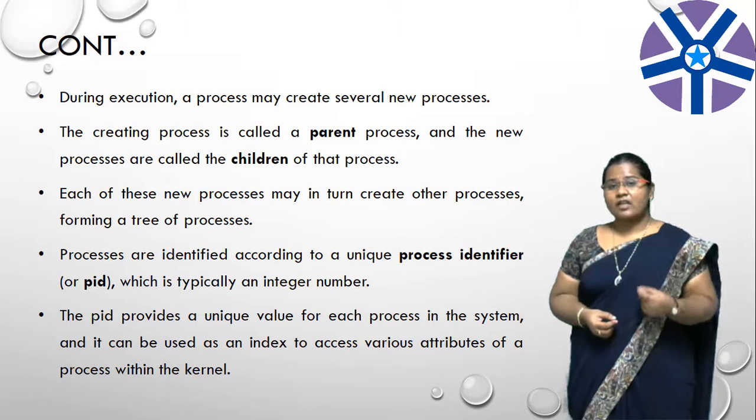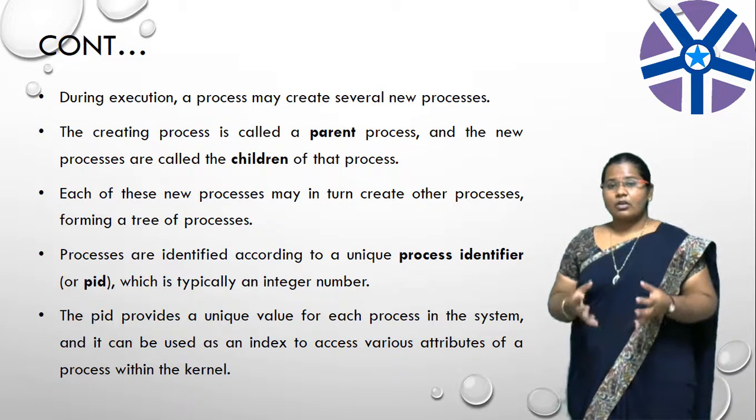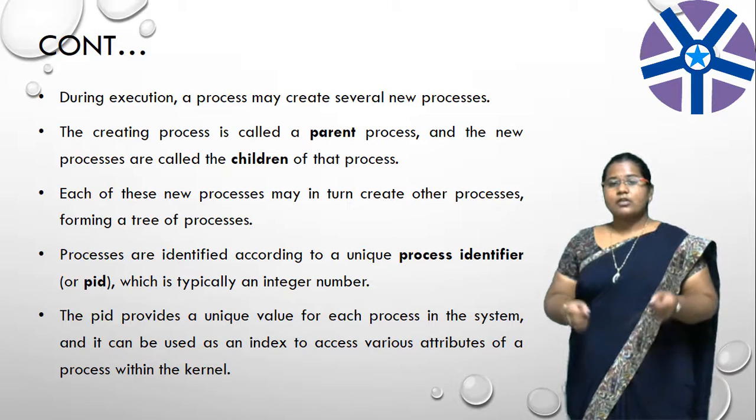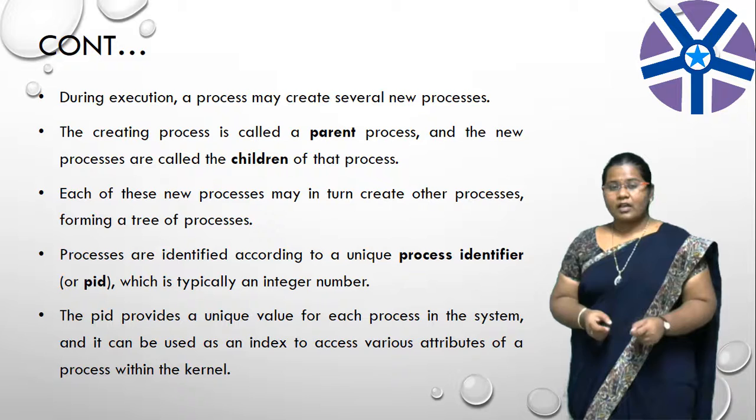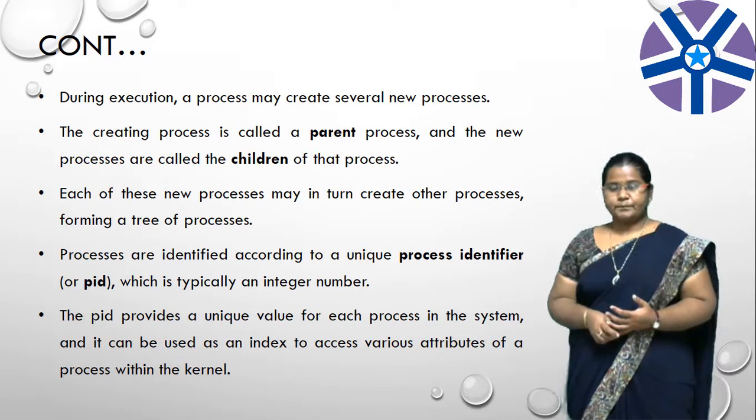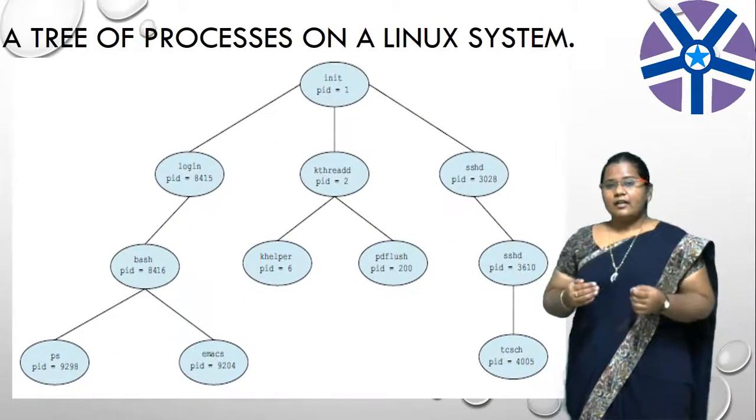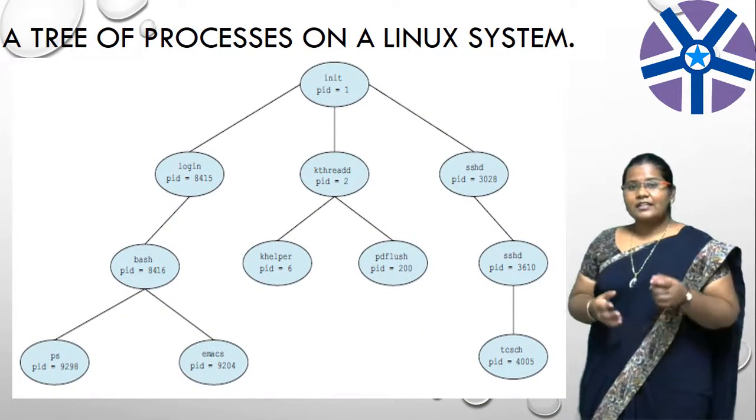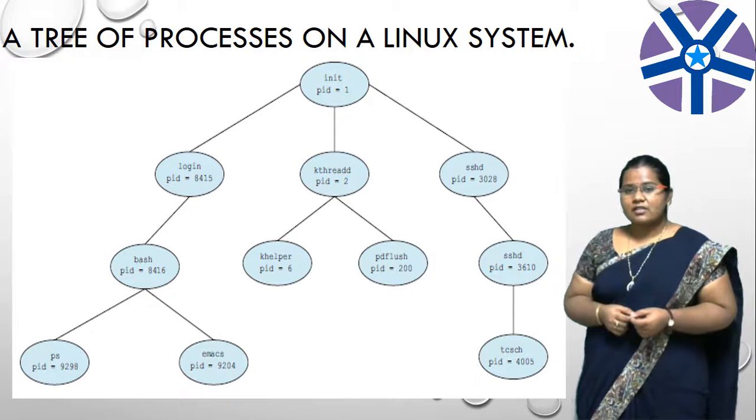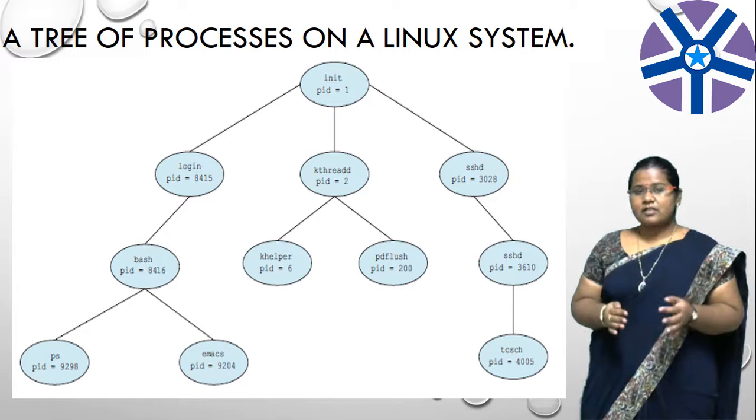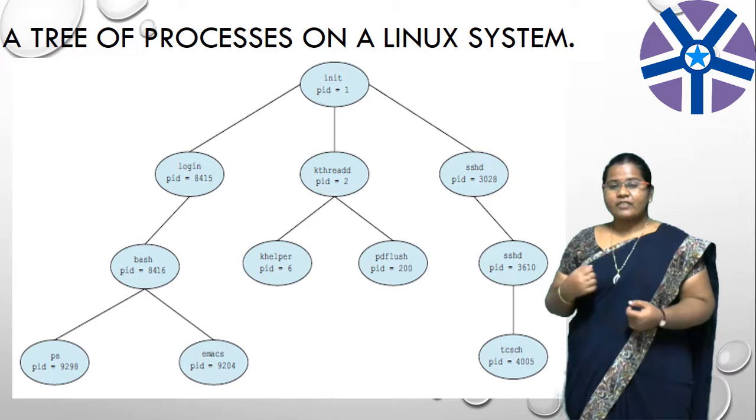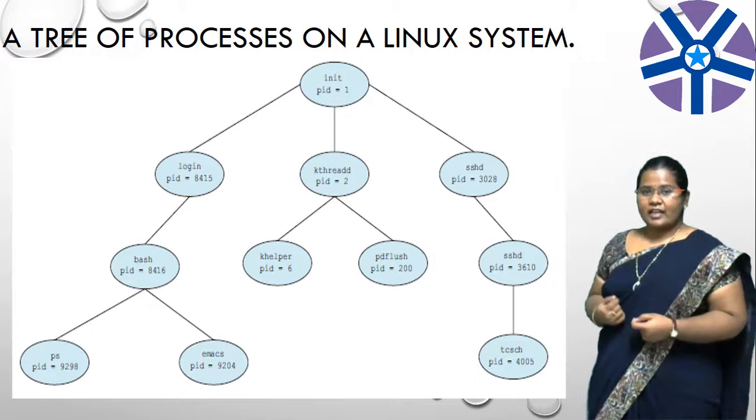We have discussed various attributes like program counter. All the details regarding a process will be present in the process control block. So each and every process control block can be identified by using this process ID. And then you can observe the tree structure of processes which is formed in the Unix operating system. Linux is one version of the Unix operating system. So in Linux, this type of tree structure is followed for creating a process.